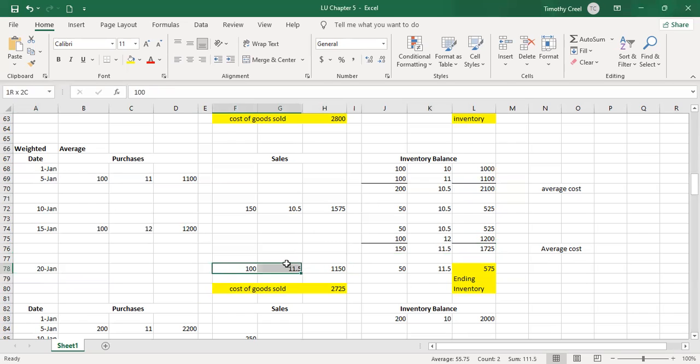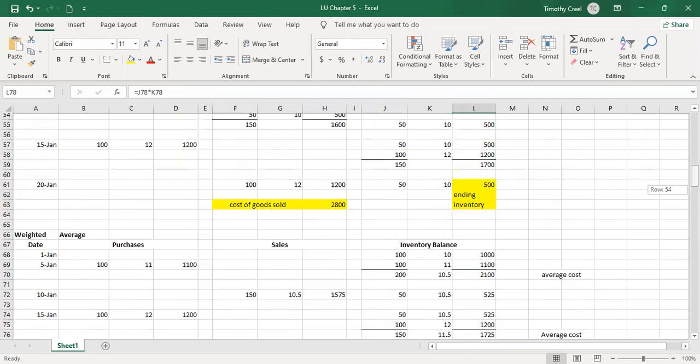This would basically be our total cost. Our total cost of goods sold would be these two added together, the cost of goods sold from the first sale and the second sale. That would be our total cost of goods sold. And then the value of our ending inventory would just be the units that are left times our average cost, which gives us the value of what was left.